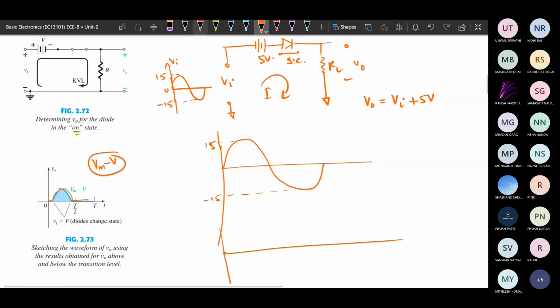Suppose this is the plus 5 volt, so we will be getting the output not only from 0, we will be getting it from the plus 5 volt, and we will be reaching the maximum of plus 5 plus 15, that is, the maximum value will be going up to 20 volt.